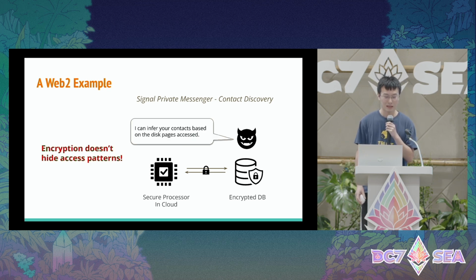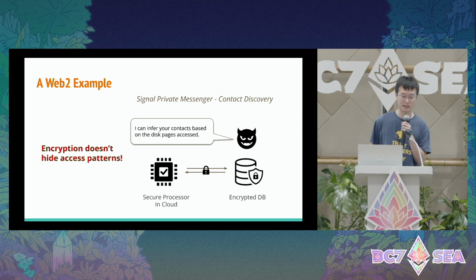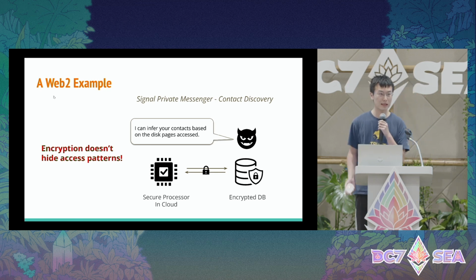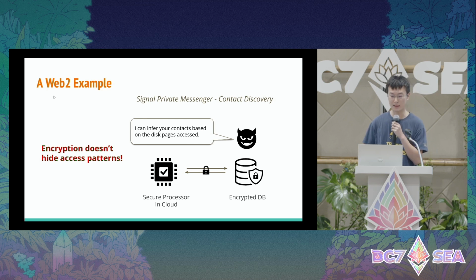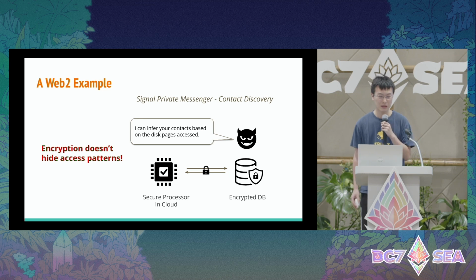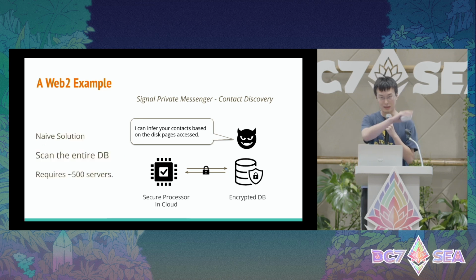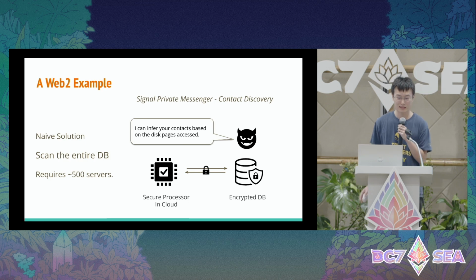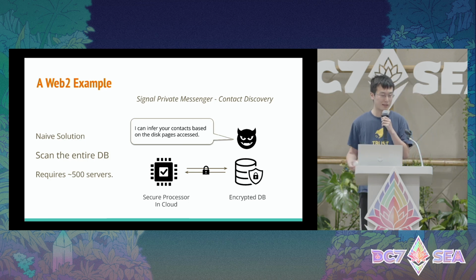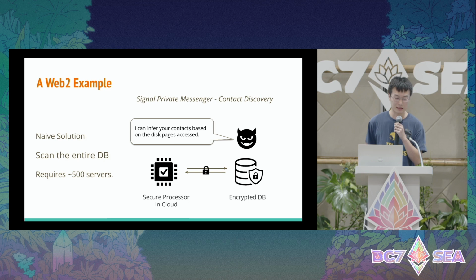What can go wrong? The main issue here is that encryption doesn't hide your access pattern. So an attacker, say a malicious operating system, can guess who is in your contact list by just looking at which disk pages in this encrypted database are accessed. Even if you put the entire DB into memory, it's still vulnerable to many side channel attacks. So a naive solution would be to scan the entire database for every batch of queries. And this is apparently not scalable. By the estimation of Signal, this will require them 500 servers to support the business.